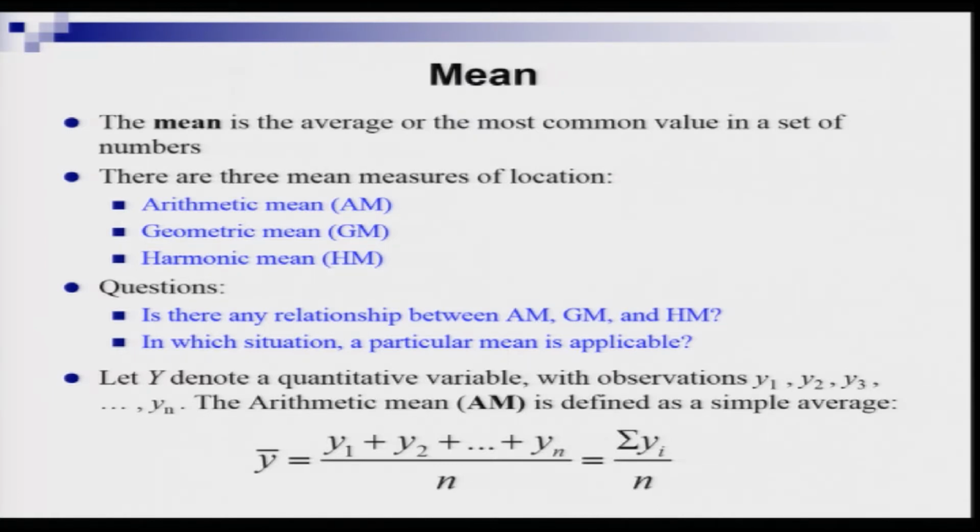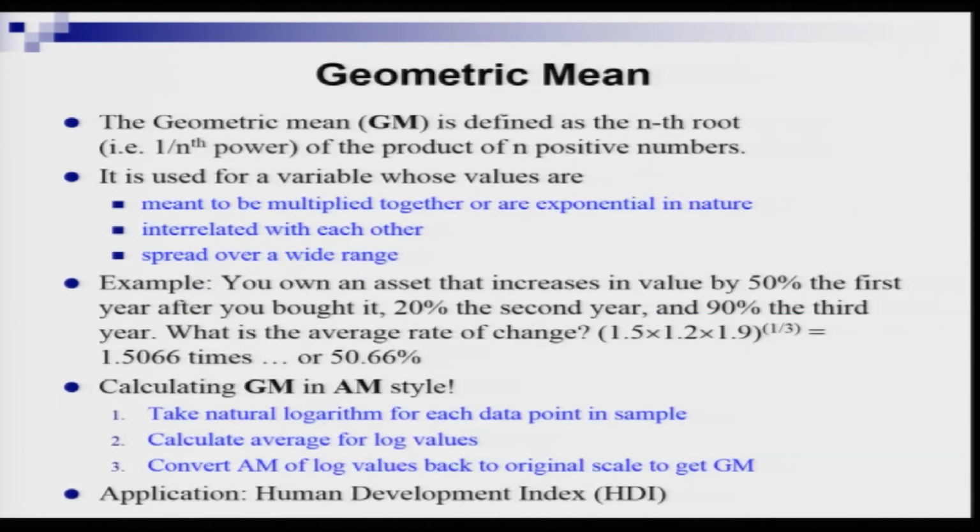We all know the definition of arithmetic mean, but let us go through it again in symbolic manner. If y is my quantitative variable with observations y1, y2, dot dot dot, yn, so there are n observations in my data set, then the arithmetic mean AM is basically a simple average which is given by y bar, that is summation of yi, where i ranges from 1 to n, divided by n, the sample size, right. Now, we will move on to geometric mean.